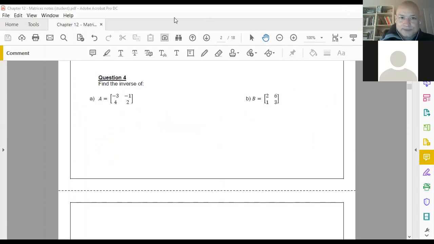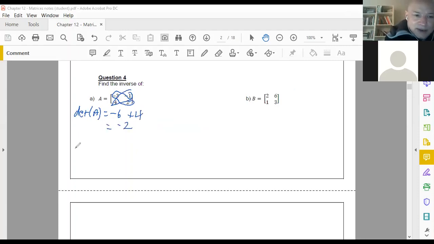Question 4. Question 4 says find the inverse. Okay, so the first thing we're going to do is actually work out the determinant because in the inverse we need to find that out. Remember, when you do it on calculator, you can do all this anyway. So this one's going to be -6 minus -4, which becomes a positive, so we have -2.